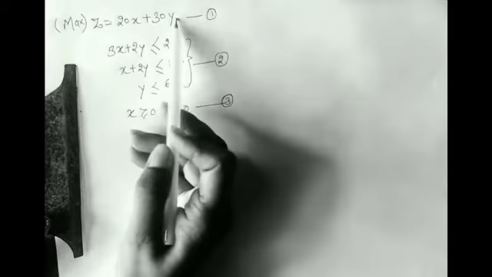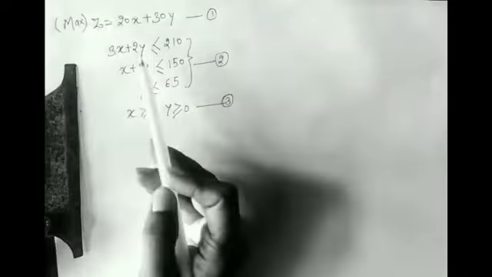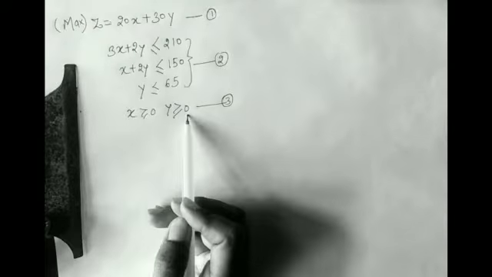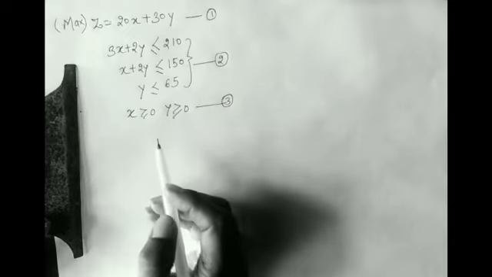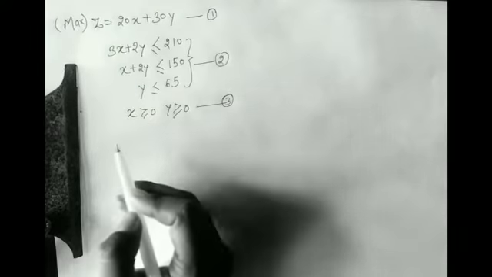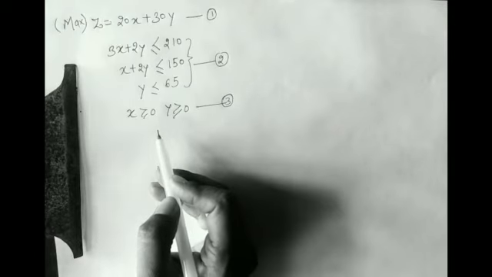This is the mathematical form of the problem. This is the objective function. We have to maximize this. These three are constraints and these are non-negativity restrictions. I am giving the word problem in the description section. If you want to convert this word problem into mathematical form and you don't know how, you can refer to my previous video. So now let's start.